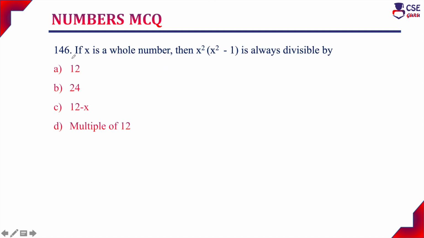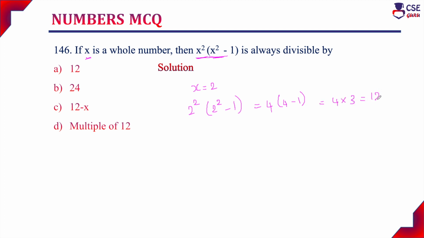Next, problem number 146. If x is a whole number, then x square into x square minus 1 is always divisible by? Consider the minimum value of x, x is equal to 2. Then implement in this: 2 square into 2 square minus 1. So 4 into 4 minus 1, we get 4 into 3, that is 12.